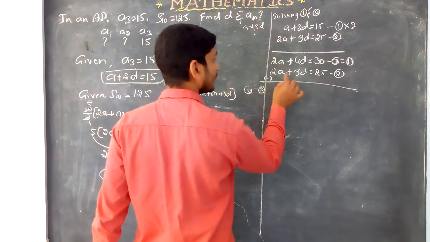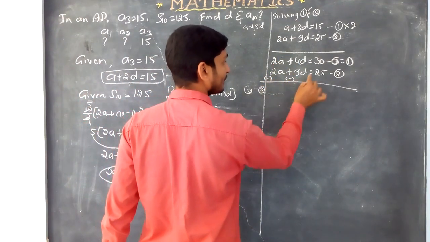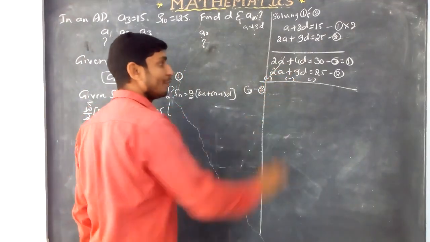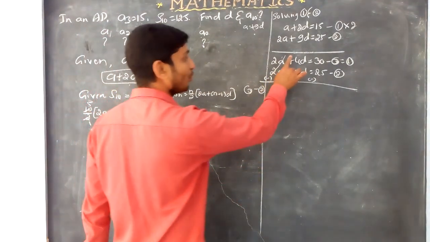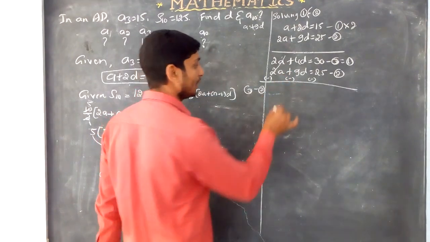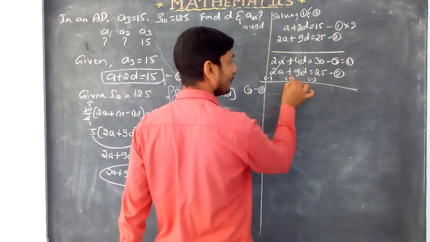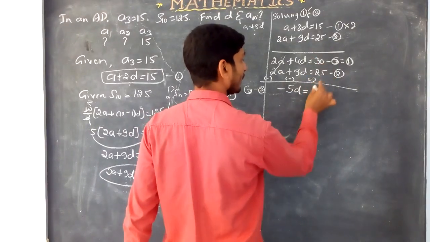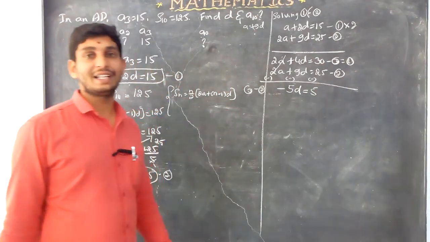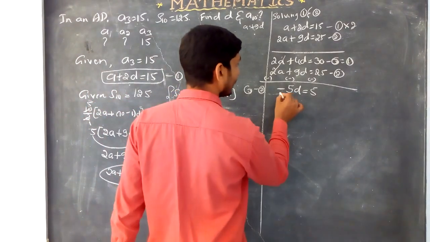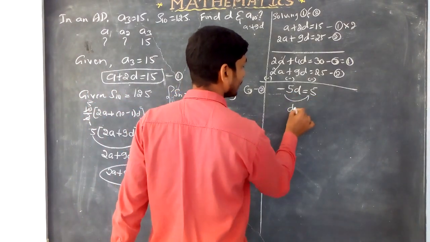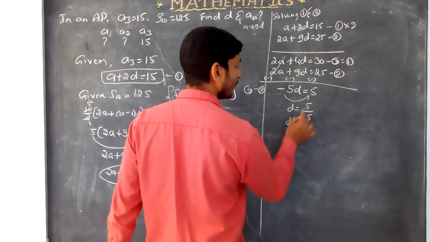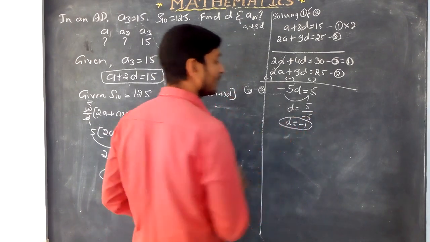Now this plus becomes minus, this plus also becomes minus. You can observe here plus 2a minus 2a get cancelled, plus 4d minus 9d subtraction will get 5d. 9 is the bigger number, its sign is minus, equals 30 minus 25. What is 30 minus 25? It is 5. Now for d, I transfer this minus 5 to that side. That is d is equal to 5 by minus 5. That is d is equal to plus 5 by minus 5, ones 5 ones.